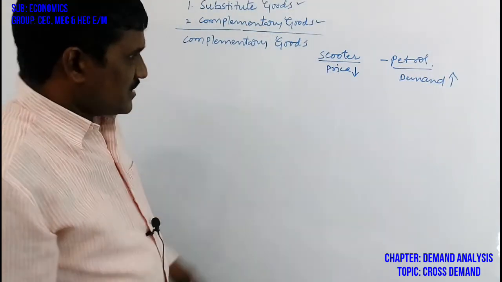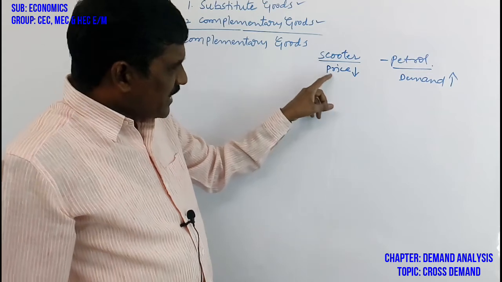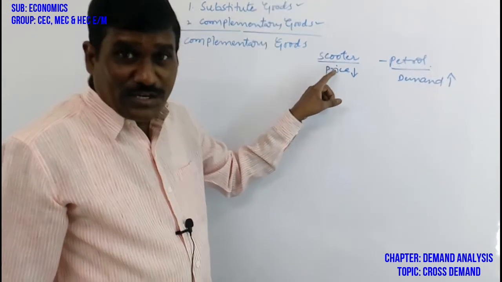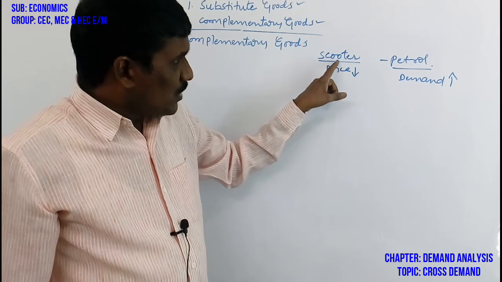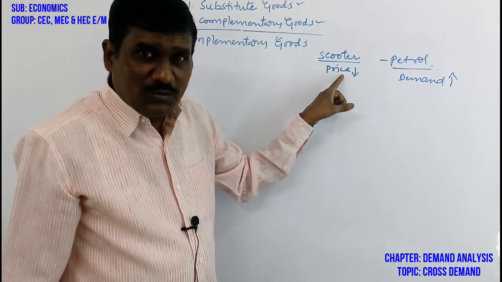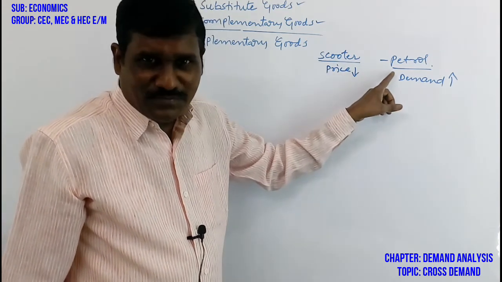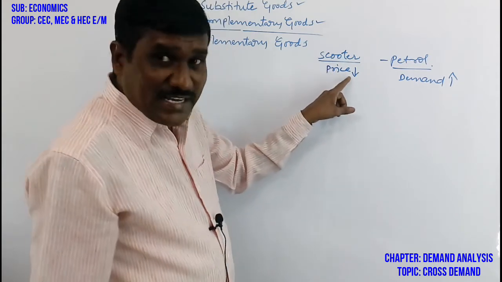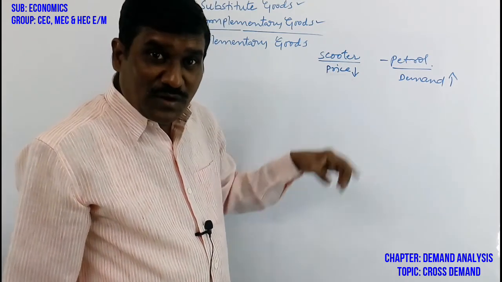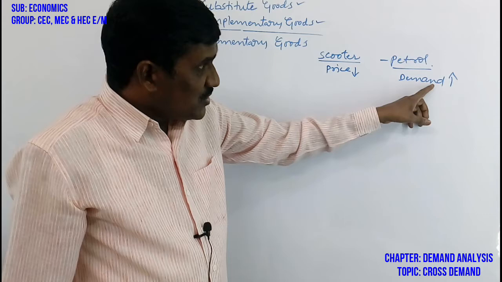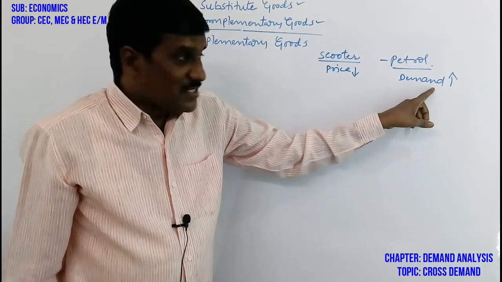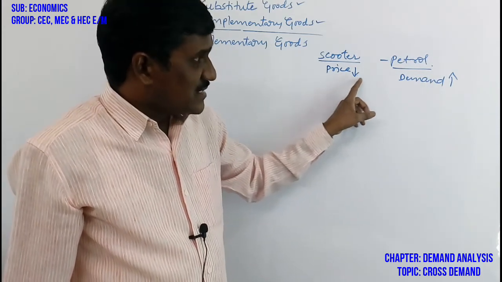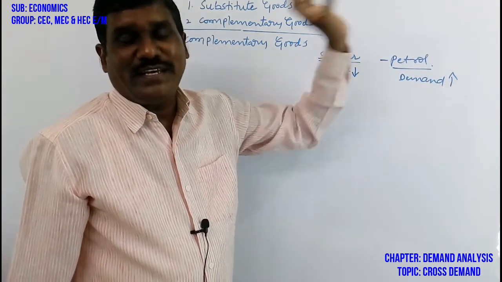Why, sir? Suppose the price of scooters has decreased. When the price of scooters decreases, more people will buy scooters, right? And everyone who buys a scooter needs what? Petrol. Right? So when the price of scooter decreases, they want to ride the scooter, they must purchase petrol. So when the scooter price decreases, the petrol demand also increases.